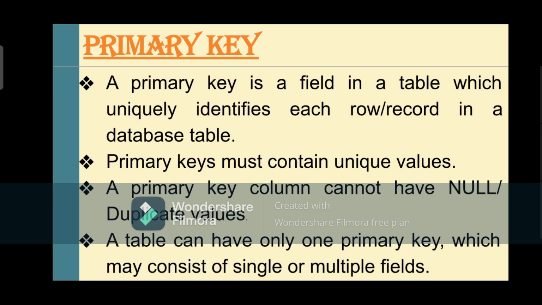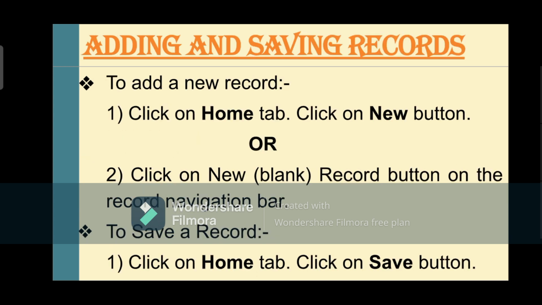Next topic given is primary key. So what is a primary key? A primary key is a field in a table which uniquely identifies each and every record in a database table. Okay, and it must contain a unique value. A primary key column cannot have a null or duplicate value. A table can have only one primary key, which may consist of single or multiple fields. So I hope you all understood about primary key.